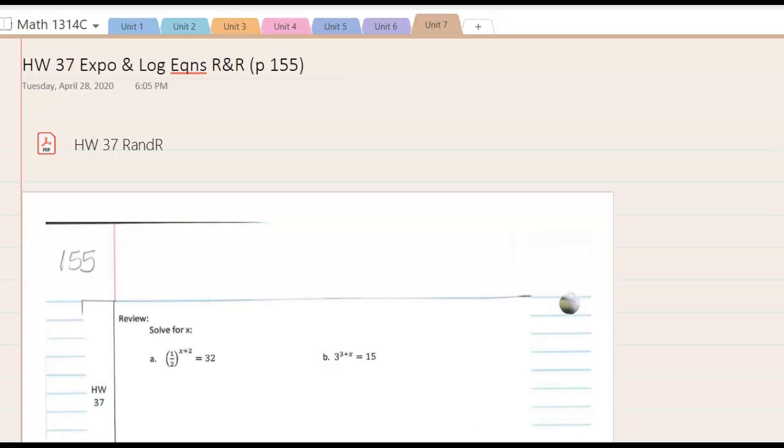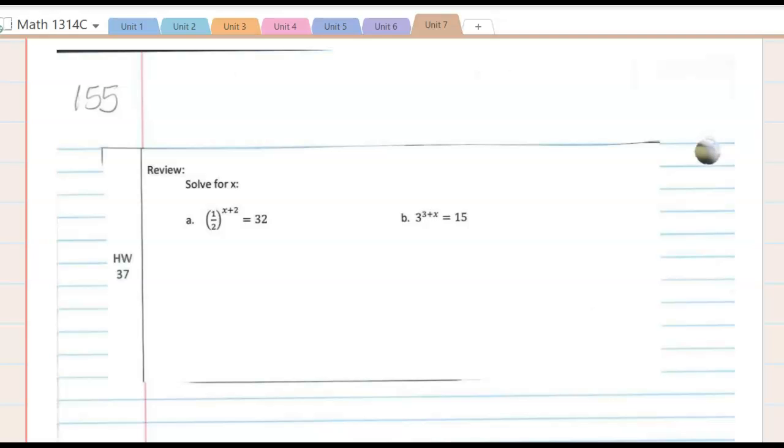This video will cover the review and reflect for the topic of exponential and logarithmic equations. For the review, we are asked to solve for x in each of these equations. You may want to pause the video here so that you may attempt to answer the questions on your own.